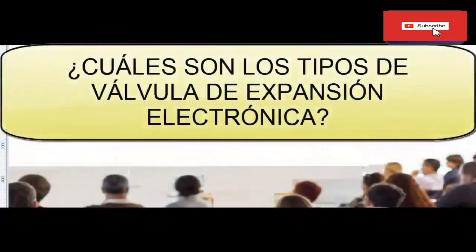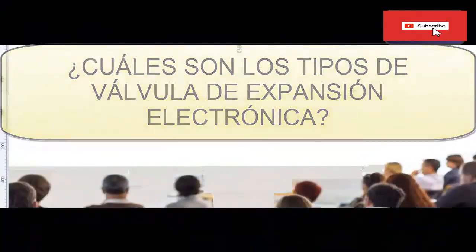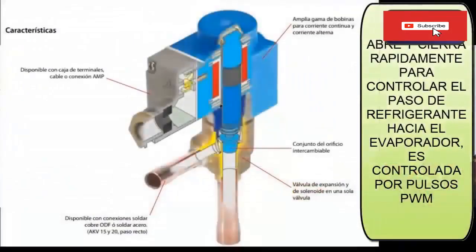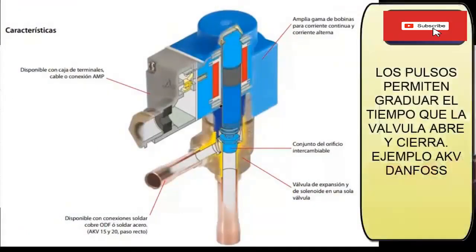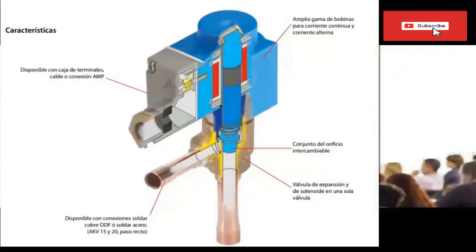The types of electronic expansion valve are: A. Opening and closing time control valve. These electronic expansion valves are actuated by PWM regulation, which means that the opening time is controlled as needed. Example of these valves: the Danfoss KV series.